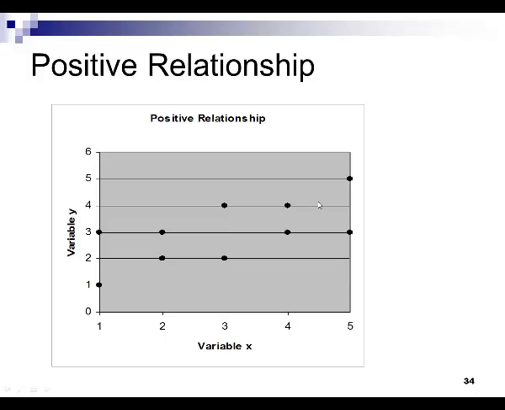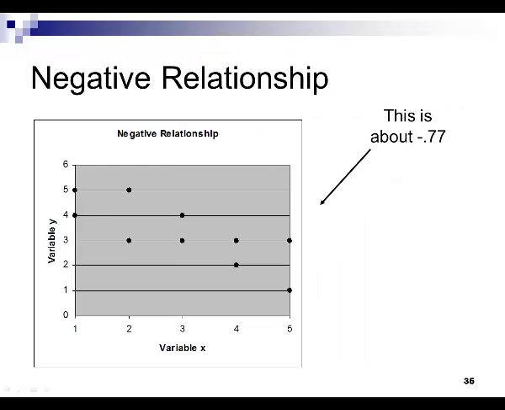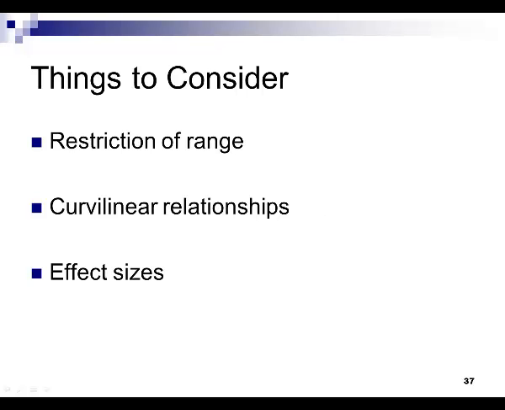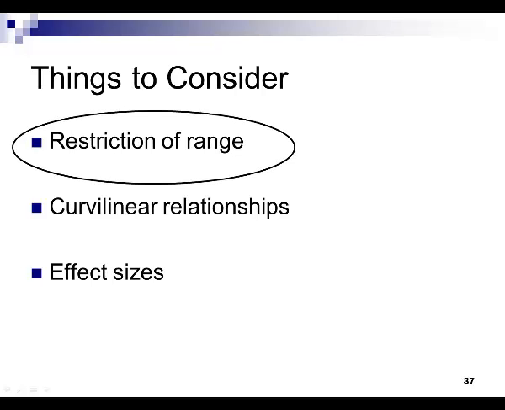You would draw a straight line through to see what the relationship looks like, but it would be scattered, but still generally in the same direction, moving positive. This is about a 0.65 correlation coefficient, and this is about a negative 0.77, but again, a very strong relationship. No relationship would be, if you draw a straight line through here, there would be no way of looking at the relationship there. The correlation is 0. Some things to consider here: restriction of range, curvilinear relationships, and effect sizes.